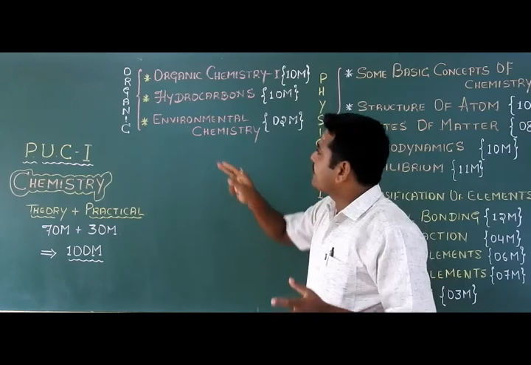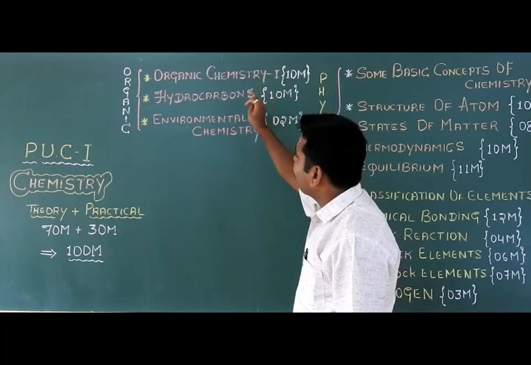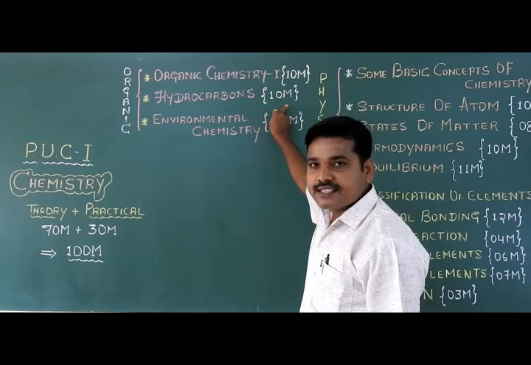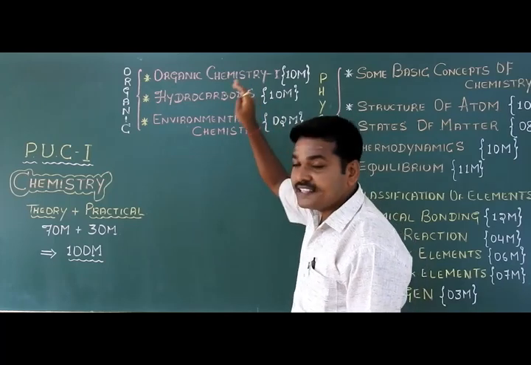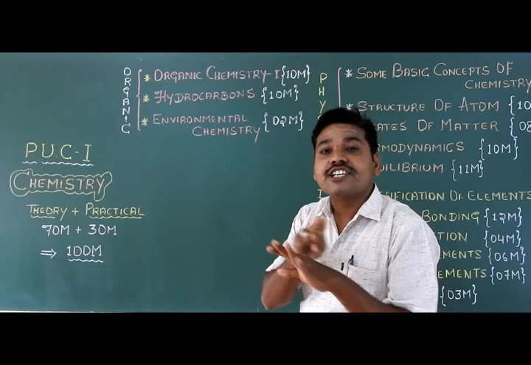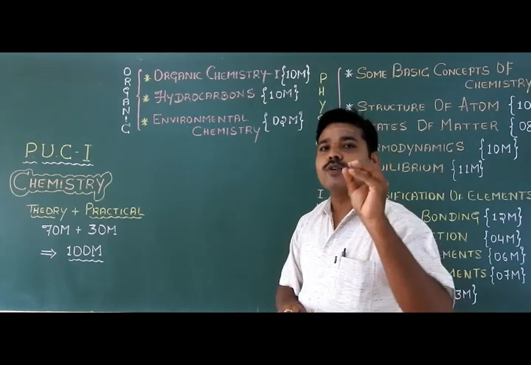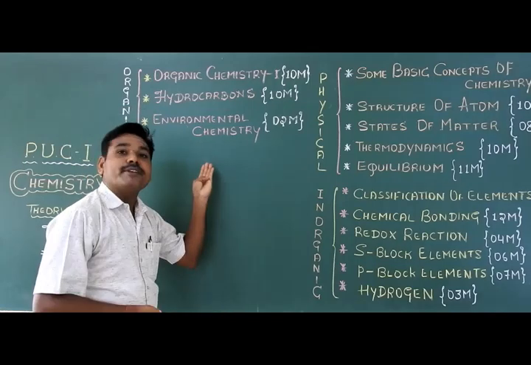Okay, so all these come under the hydrocarbon part. And once again, the total weightage of this chapter is 10 marks in the final examination. Okay, and the last lesson in chemistry is environmental chemistry, and this chapter is a totally general concept. Almost all general concepts come under this environmental chemistry part.